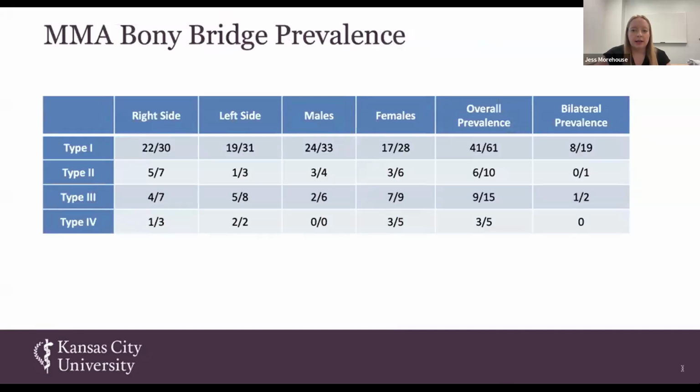Bony bridges were seen in approximately 65% of middle meningeal grooves that we were able to look at in the lab, with the largest prevalence in those of type 1 Pterions, so about 67% of those. Types 2, 3, and 4 each demonstrated bony bridges in approximately 60% of the skulls.